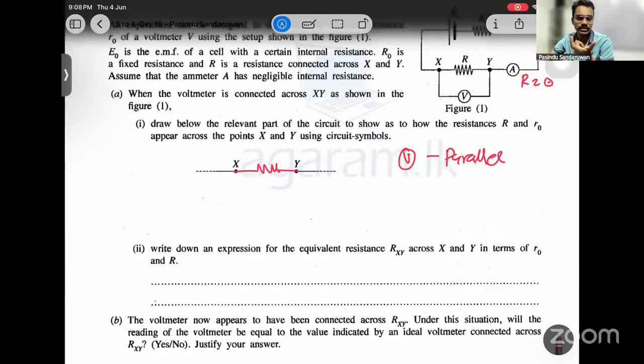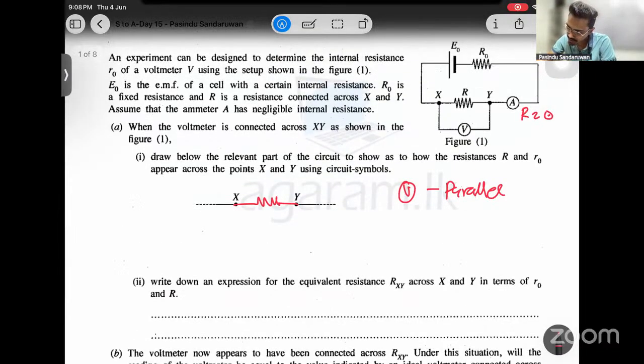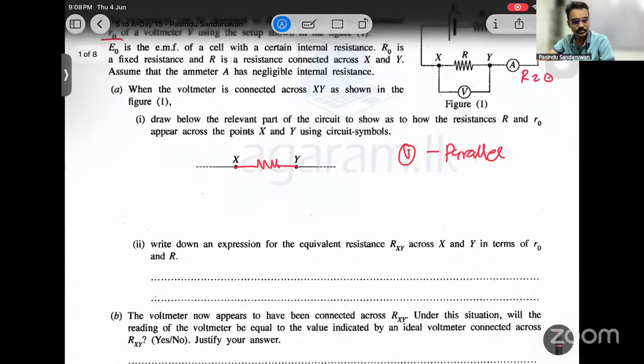When a voltmeter is connected parallelly, we have an internal resistance for the voltmeter, right? That is given as R naught. The internal resistance of the voltmeter is R naught. Then that R naught will be connected parallelly, because we are connecting a voltmeter parallelly between X and Y to measure the voltage across X and Y. Draw below the relevant part of the circuit to show how the resistance R and R naught appear. No need to draw the voltmeter, only the resistors, R and R naught.